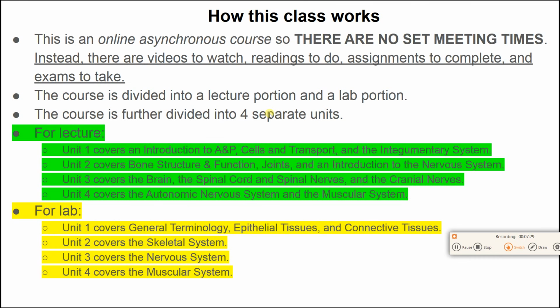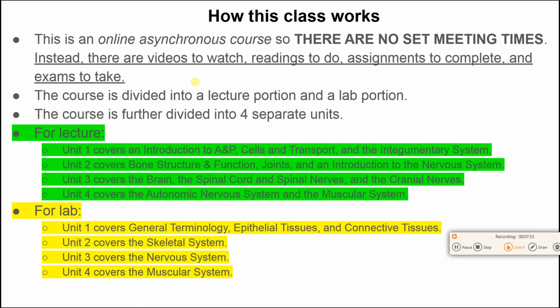All right. So just to reiterate, online asynchronous course, no set meeting times. Videos, readings, assignments, exams instead. Now, even though we don't technically meet for a lecture and lab, we have a lecture portion and a lab portion of this class. Each of these is separated into 4 units. There's 4 total units for the course.